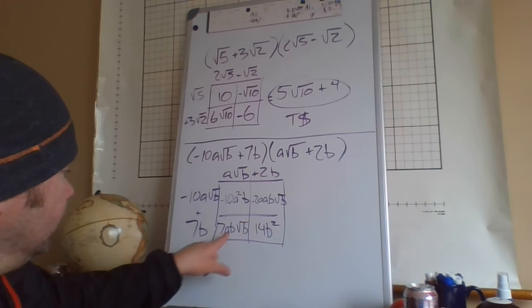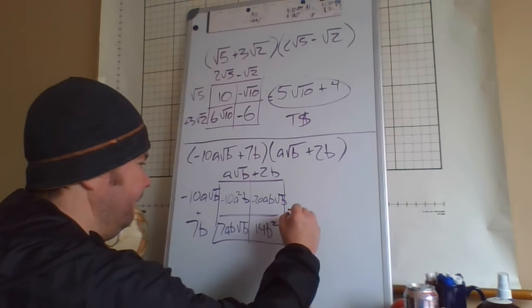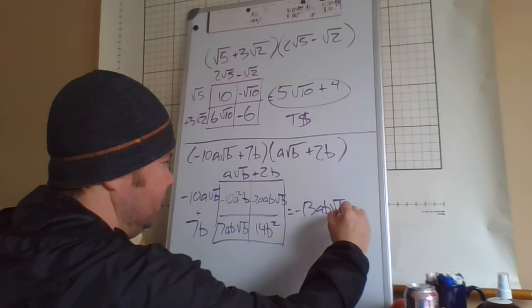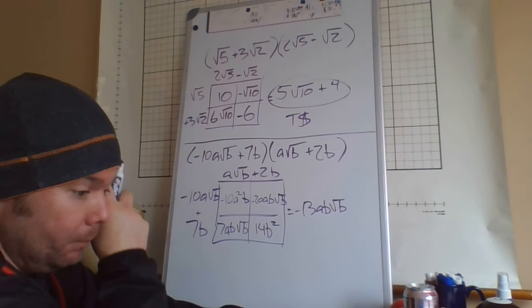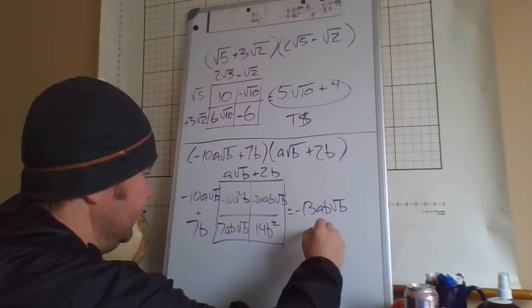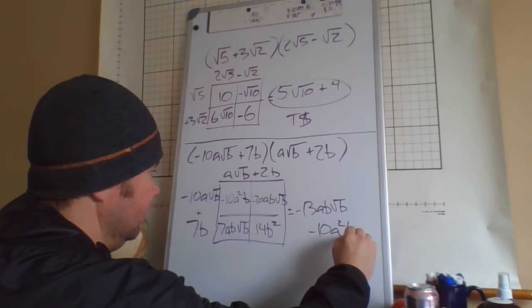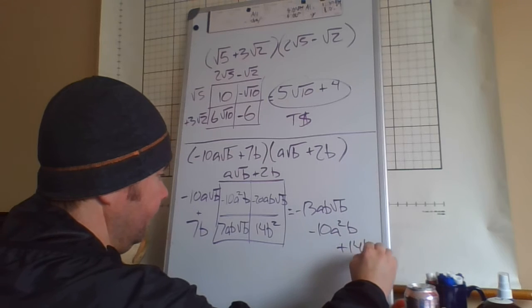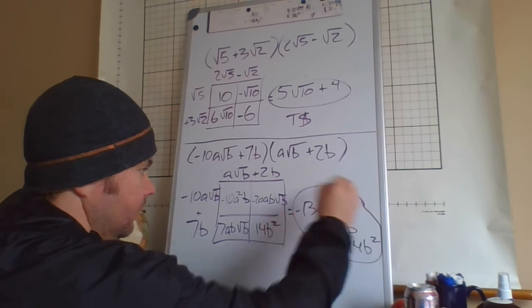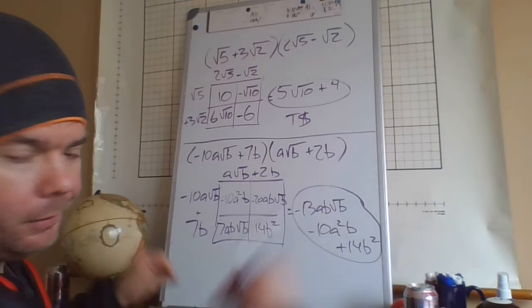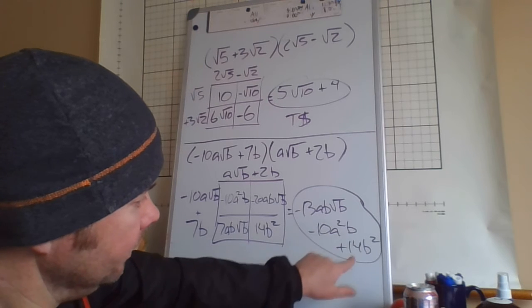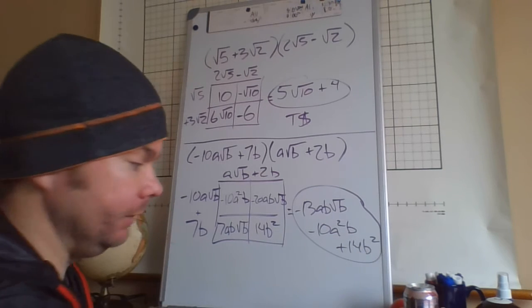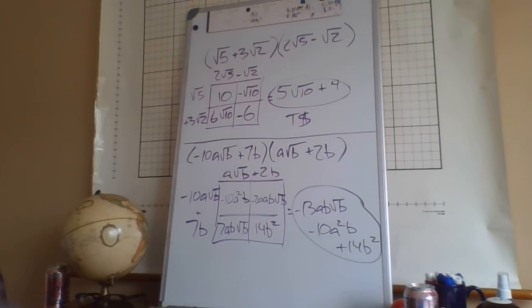So negative 20ab and 7ab gives me negative 13ab times the square root of b. These are not like terms, so I'm going to have minus 10a squared b plus 14b squared. So negative 13ab times the square root of b minus 10a squared b plus 14b squared. That's your final answer. Okay? All right.